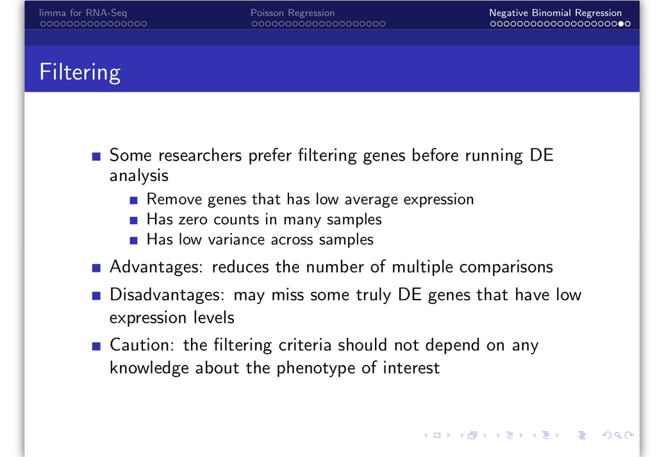A few comments on filtering. Some genes have many zero counts in many samples, or low expression across all samples, or they may have low variance. Some researchers prefer to remove these genes or even genes having low variance across all samples. This reduces the number of multiple comparisons. However, you may miss some truly differentially expressed genes that have low expression levels. Likely, filtering out low count genes is the best approach. That is, it is better than simply applying a low variance filter. Just be sure that your filtering criteria do not depend on the phenotypic variable of interest.